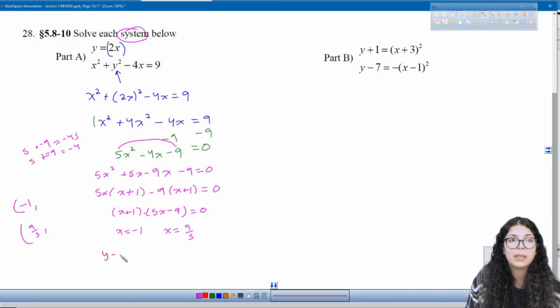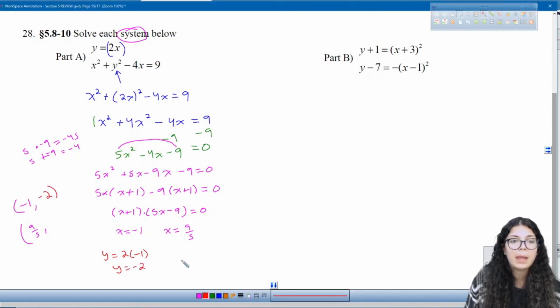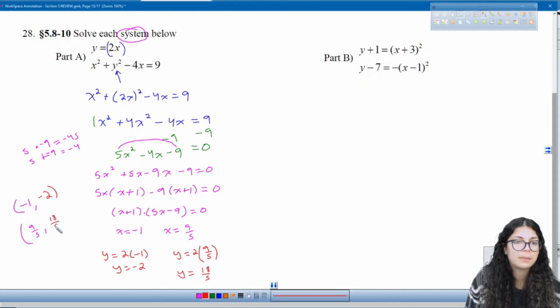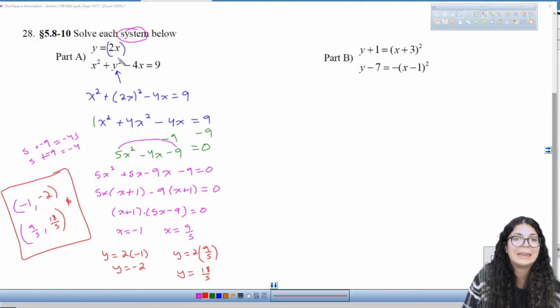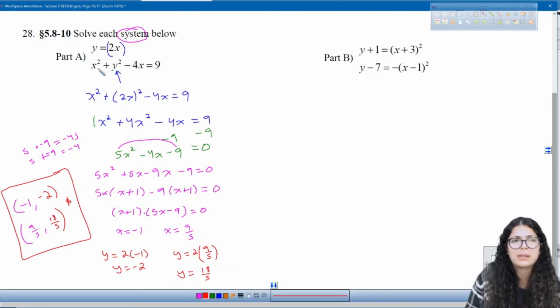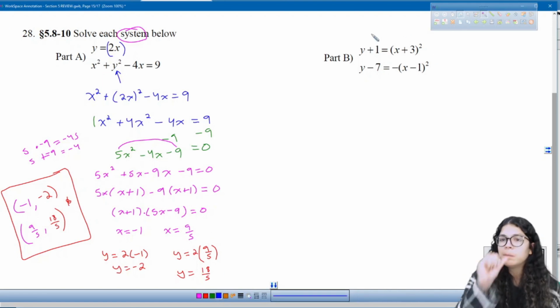So y value is 2 times the x value. So for negative 1, we get negative 2 output. And then y equals 2 times the x value, so for 9/5, we get 18/5. And those are my two solutions. These are the 2 points where the linear function and the quadratic function will intersect. Actually, this is not a quadratic function because both are squared. That's actually a circle. But anyhow, moving right along to part B.